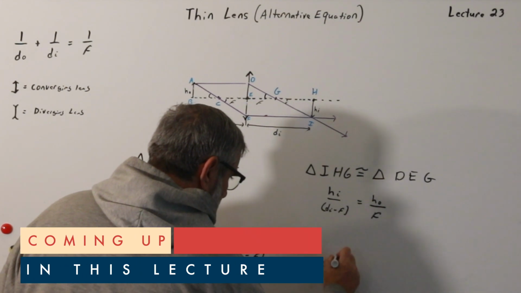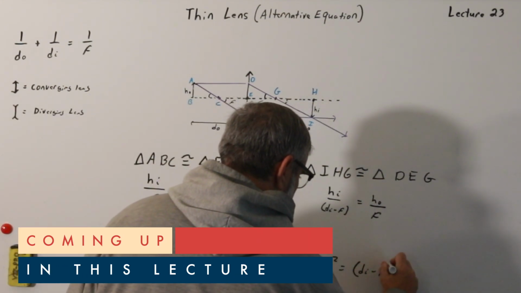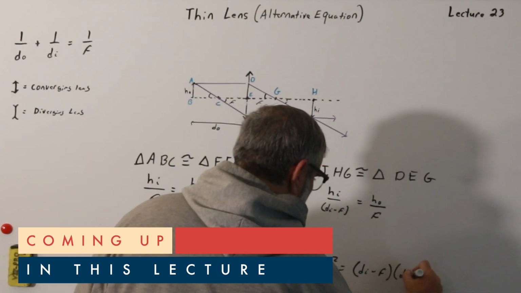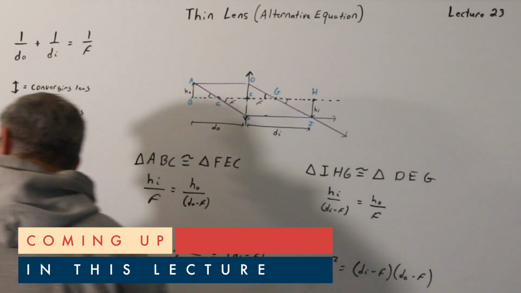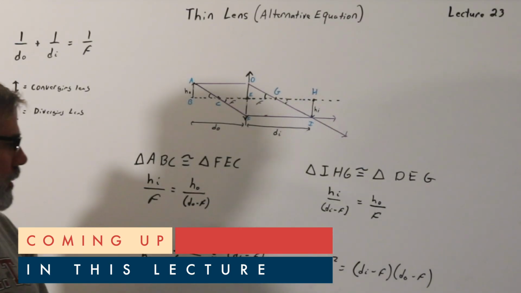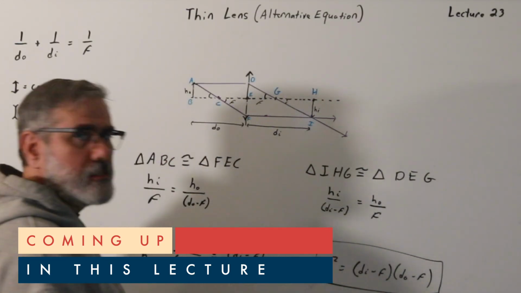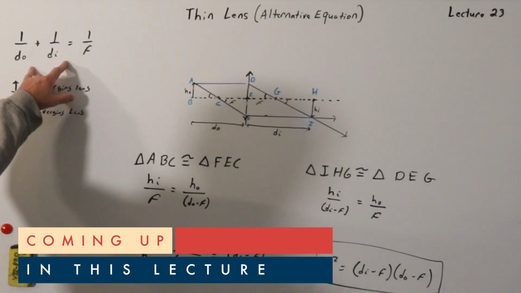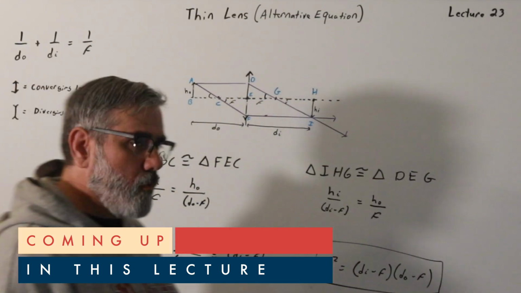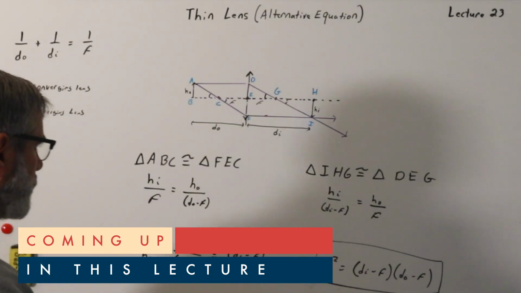This tells us that f squared is equal to d sub I minus f times d sub O minus f. And so that's kind of a new version of the lens, an alternative version of the lens equation. It is the same as this if you rework this, but sometimes this can be more convenient. And so one place where it is.